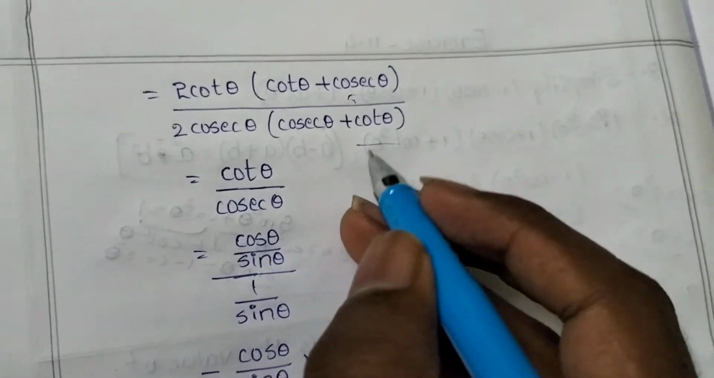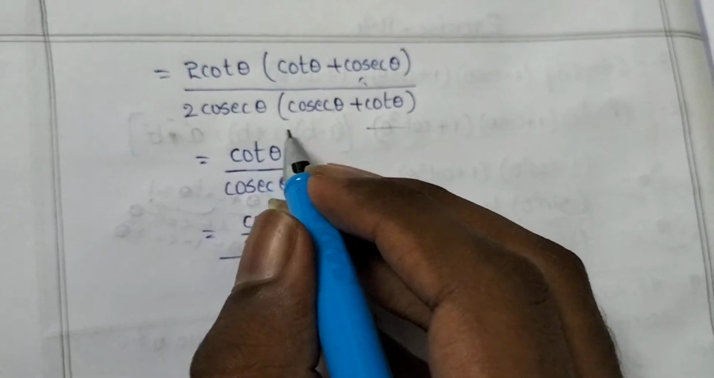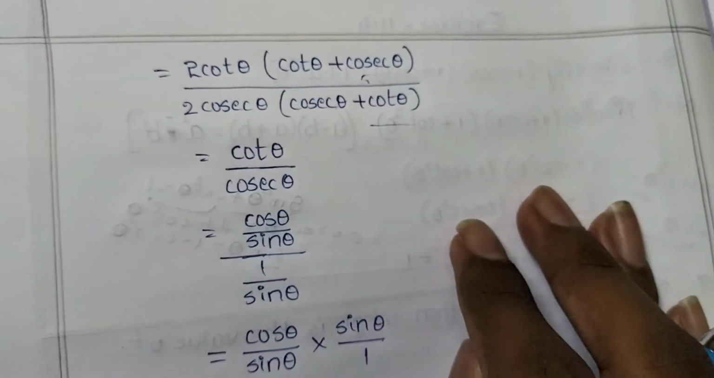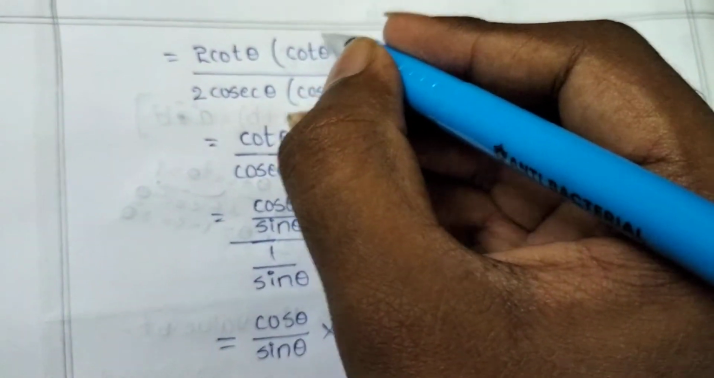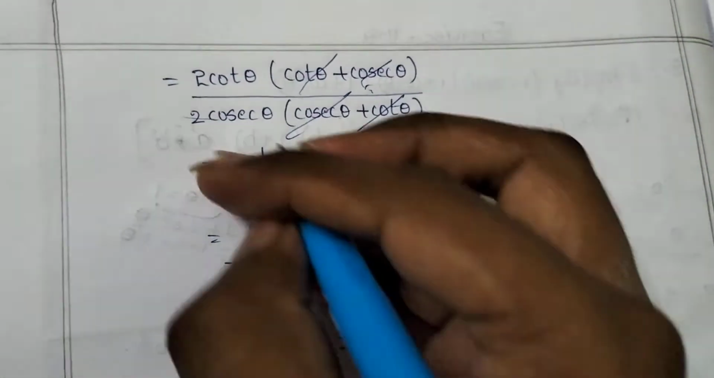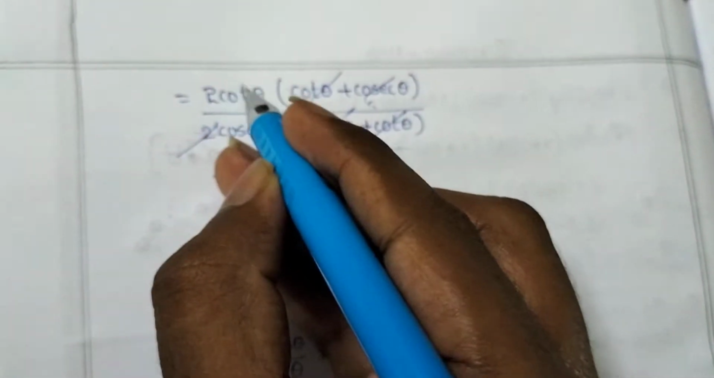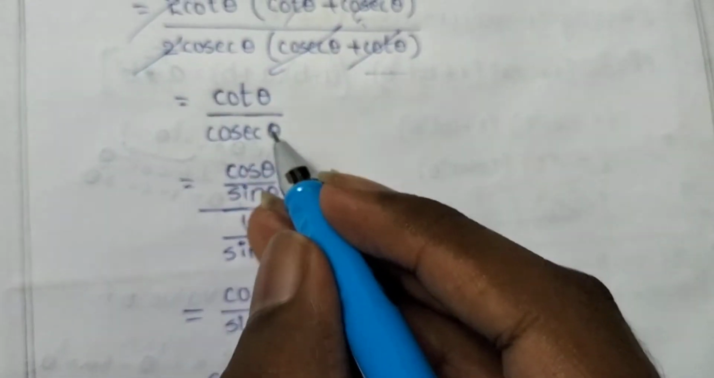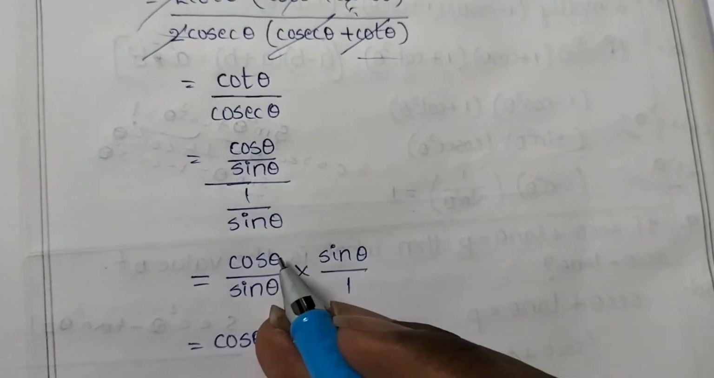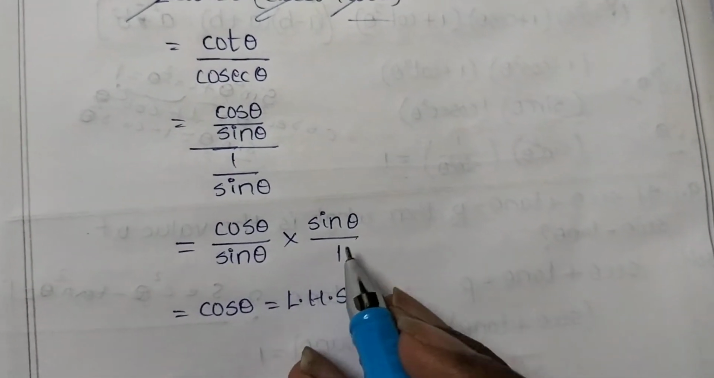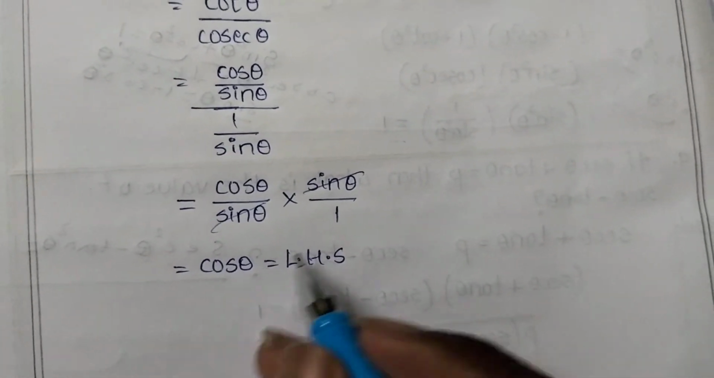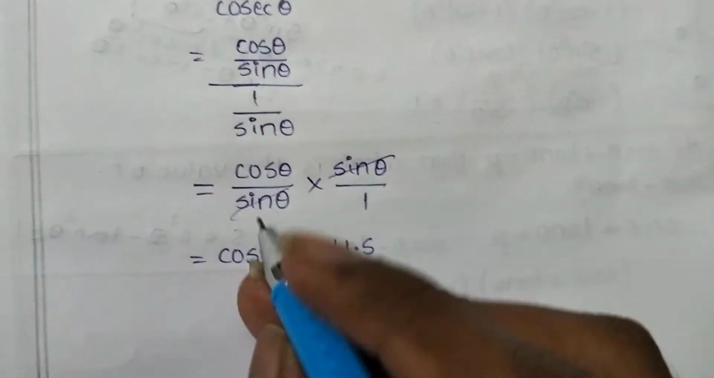And the remaining one here will be 2 cosecant theta of (cosecant theta plus cot theta). Now here cot plus cosecant will be cancelled, and the 2 and 2 will be cancelled, and the remaining one is cot theta by cosecant theta. You can write cot theta as cos theta by sin theta, and cosecant as inverse of sin theta: cos theta by sin theta into sin theta by 1. So this sin theta and sin theta will be cancelled, and we will get cos theta.